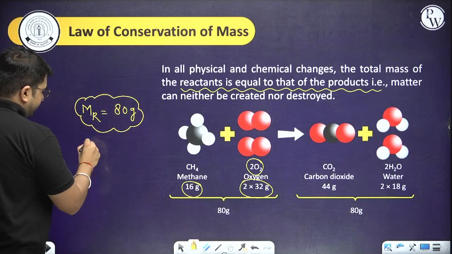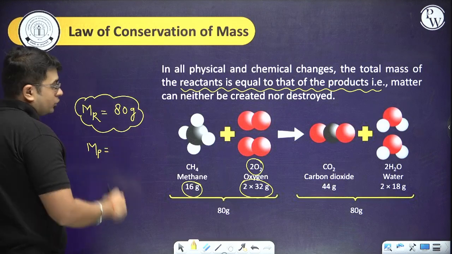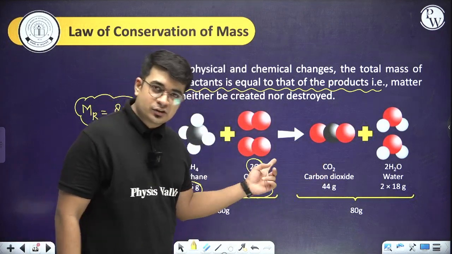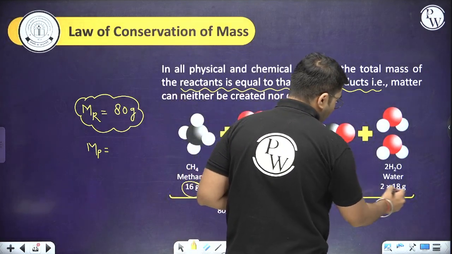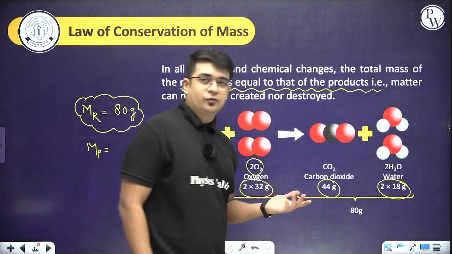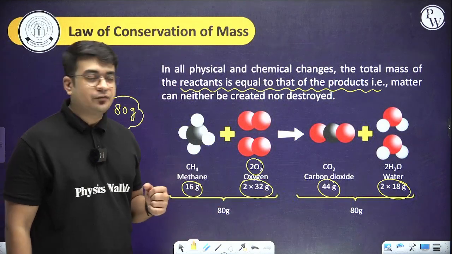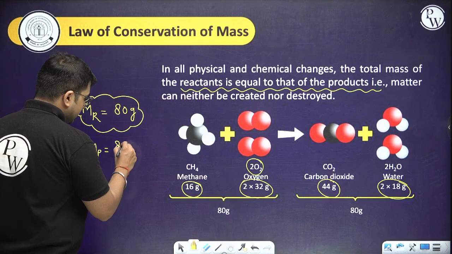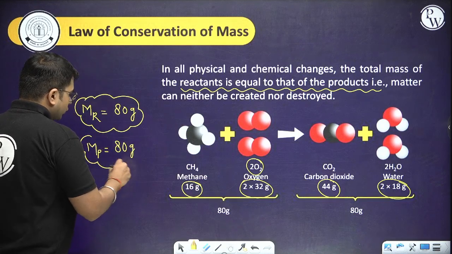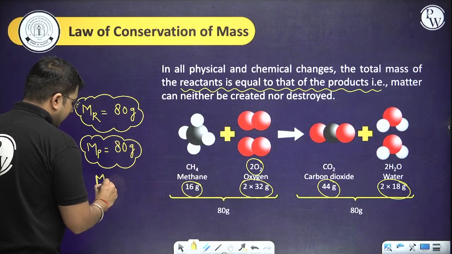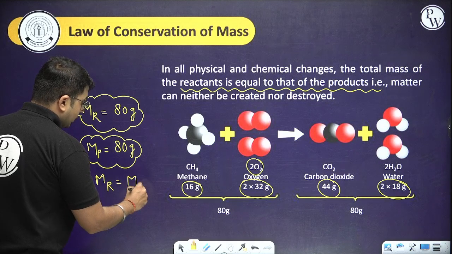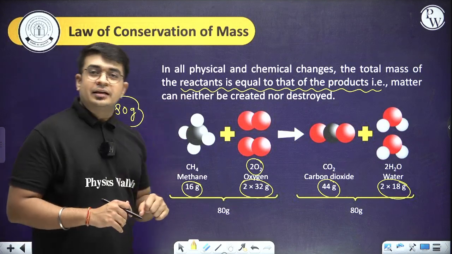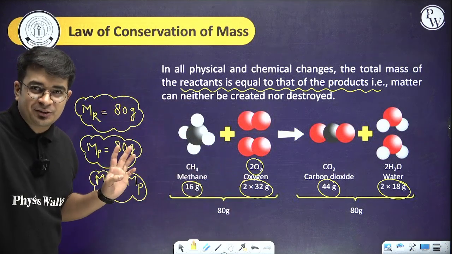Next part, if I talk about the mass of product, CO2, carbon is 12, 2 oxygen means 32, which is 44. So we have 44 grams CO2, and H2O means 18 for water, 2 multiplied by 18 is 36. So 36 plus 44, again 80. So in this case we have 80 grams also. So we know from that part that mass of reactant will be equal to mass of product. It means mass is going to remain conserved in the entire reaction. I hope this portion is clear to everyone.